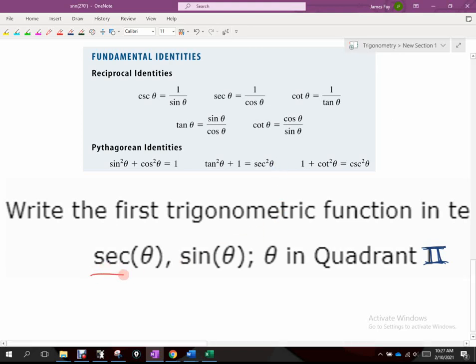We want to write the first one in terms of that one, meaning that secant theta is going to be solved for, isolated all by itself. It will equal something, a lot of garbage on the right-hand side. But of all that garbage, the only trig function I should see is sine. That's what this is saying. When I go through here, what is the issue?